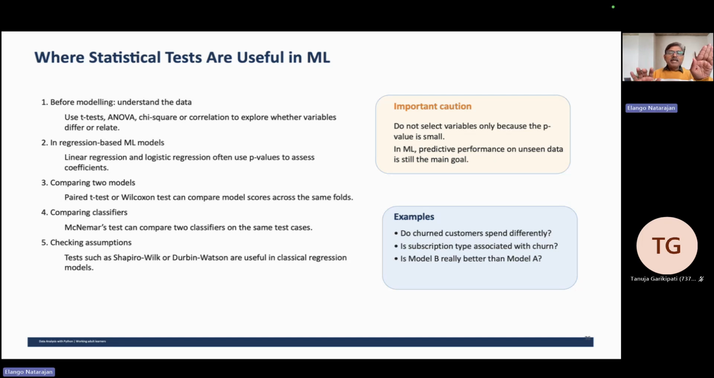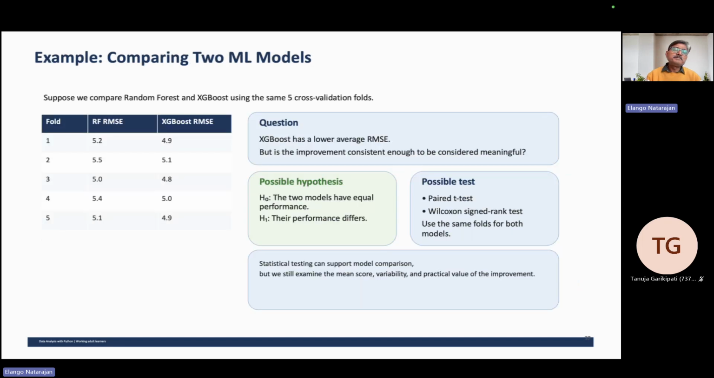So you have pre and post. You have two different groups, pre and post. These two groups of data can be compared, and you can do the analysis and see whether the customers are spending more money after returning, or spending less money after returning. So this is a kind of test you can do in machine learning, in data analysis. Is subscription type associated with the churn? Is model B better than model A? These are some examples of statistical tests used in machine learning.